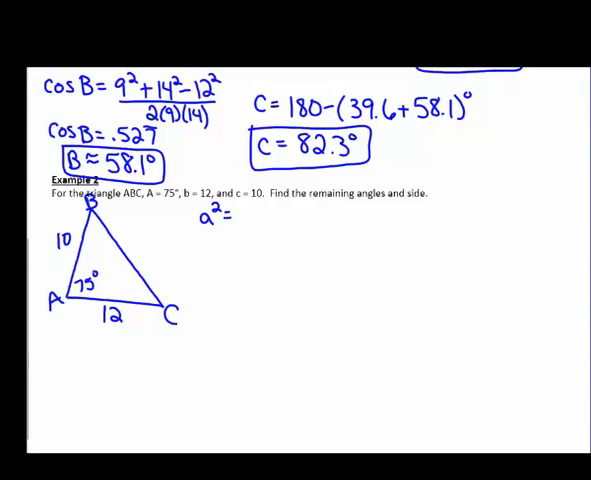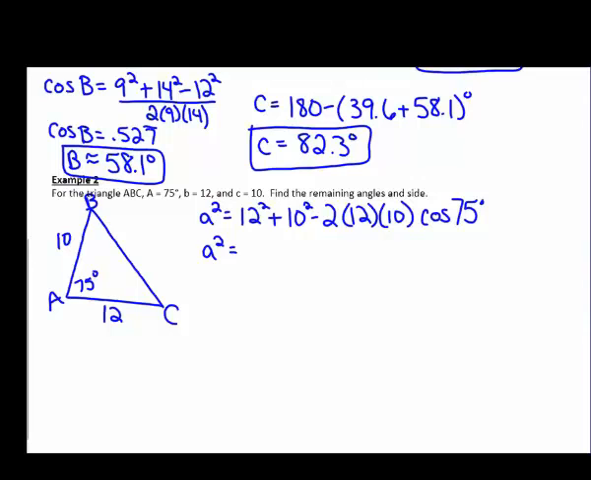So we have A squared equals B squared, so that's 12 squared, plus C squared, so 10 squared, minus 2 times B times C times the cosine of angle A, which was 75 degrees. And so you can plug all of this into the calculator, and you might want to be careful on how you plug it in, because remember that your calculator does do order of operations.